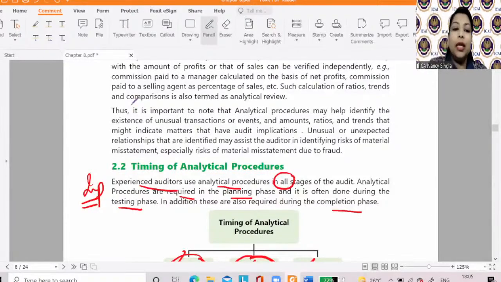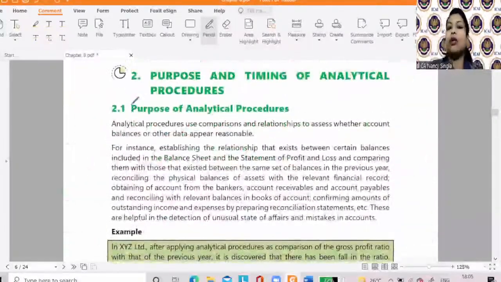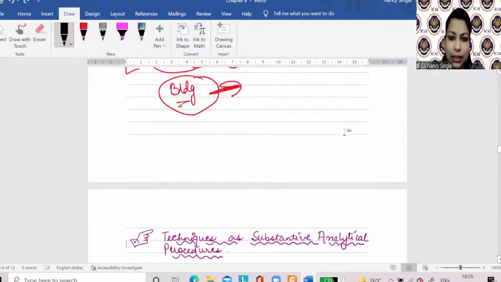Okay. Now, students, this topic, timing of analytical procedure, there is another topic with it, which is purpose of analytical procedures. Okay. So let me just give you an example. Then you will be in a position to understand this more clearly.